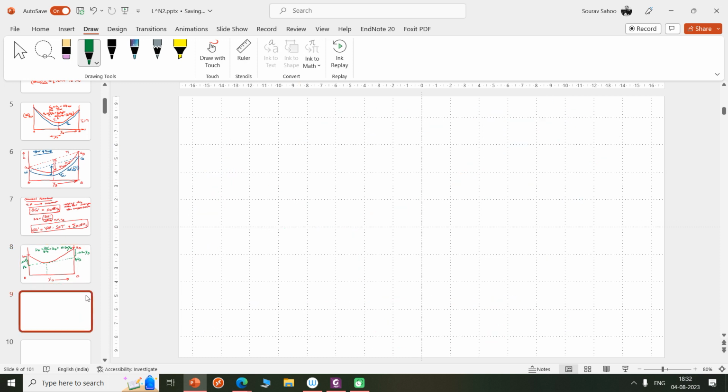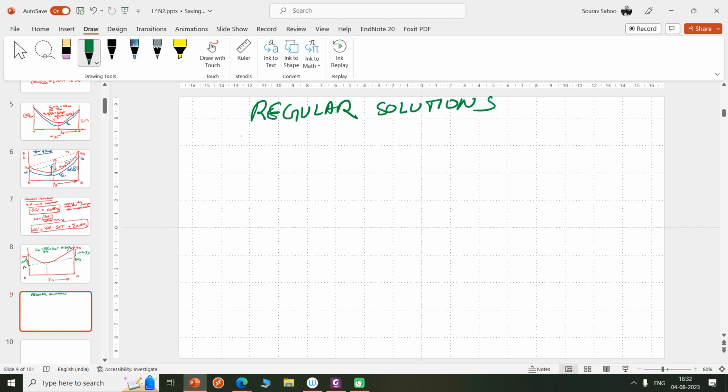And now we come to the regular solutions. So we have already seen what regular solutions are, right? The non-ideal cases, the deviation from ideality, regular solutions.